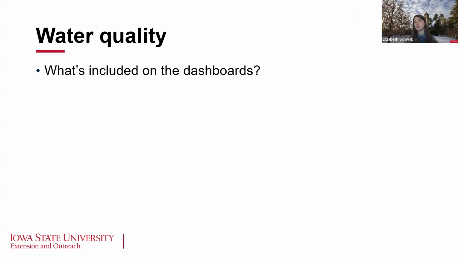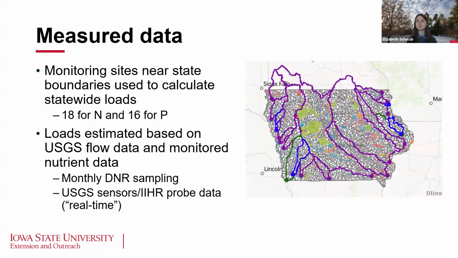So we talked about land use practices, infield and edge-of-field kinds of practices, and hopefully people are interested in that. But one of the biggest things that I think people are really using our data dashboards for is understanding water quality. So what do we include on the dashboards when it comes to water quality?